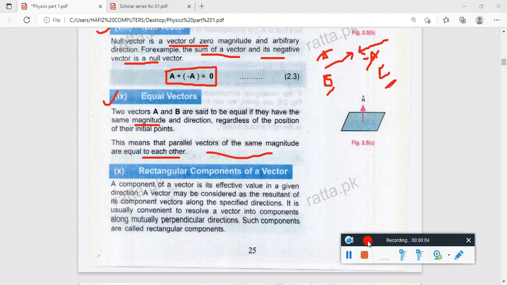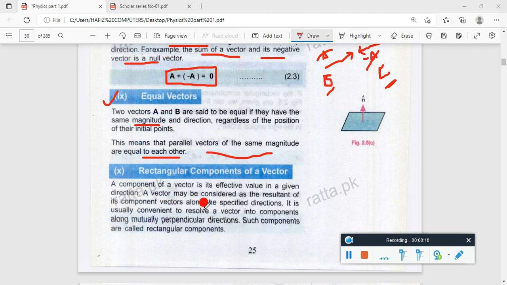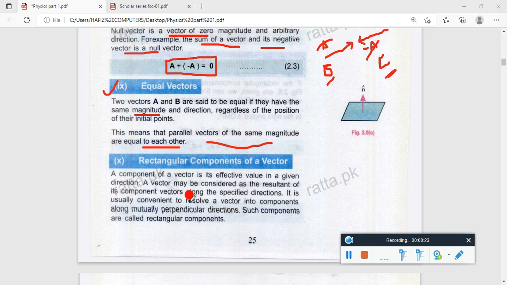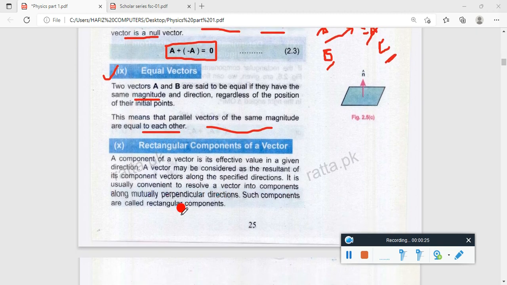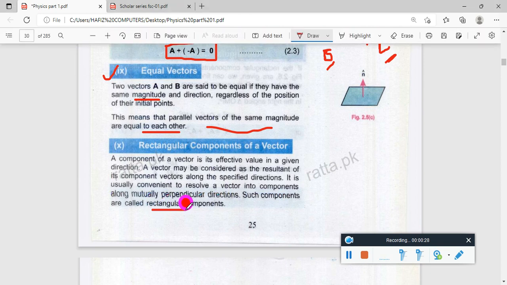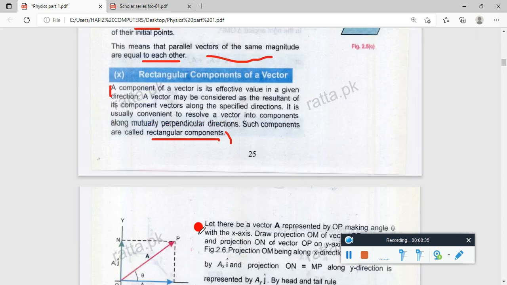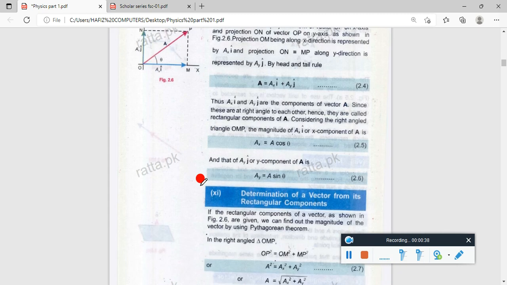Next topic of this chapter is rectangular components of a vector. A component of a vector is its effective value in a given direction, such that the resultant of the component vectors along the specified directions gives the vector. It is usually convenient to resolve a vector into its mutually perpendicular components. Such components are called rectangular components. So this is the definition of rectangular components of the vector. Now we will see its explanation.